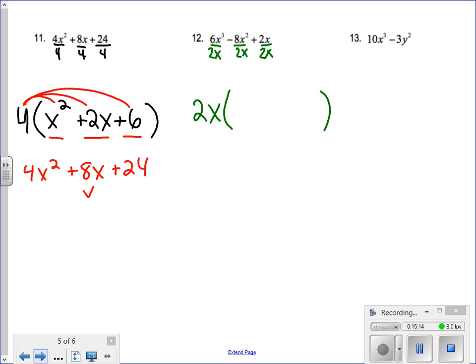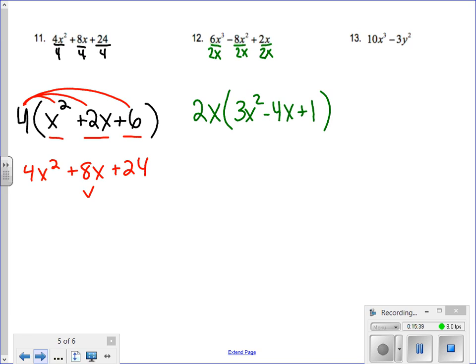So when I divide by 2x, the 6x cubed divided by 2x is 3x squared. Negative 8x squared divided by 2x is minus 4x. Then 2x divided by 2x, it doesn't just disappear. The same number divided by itself is a 1.